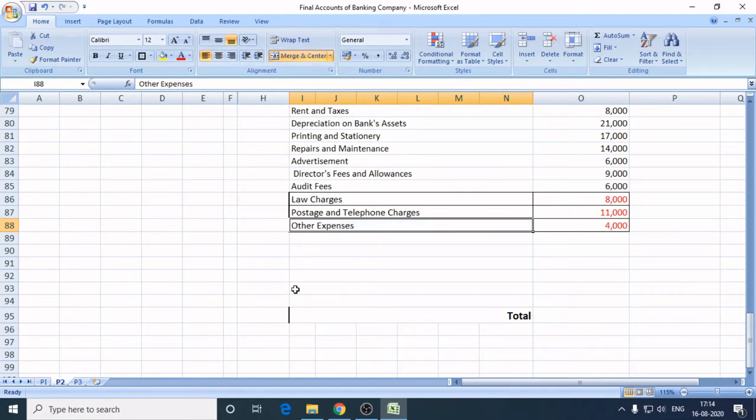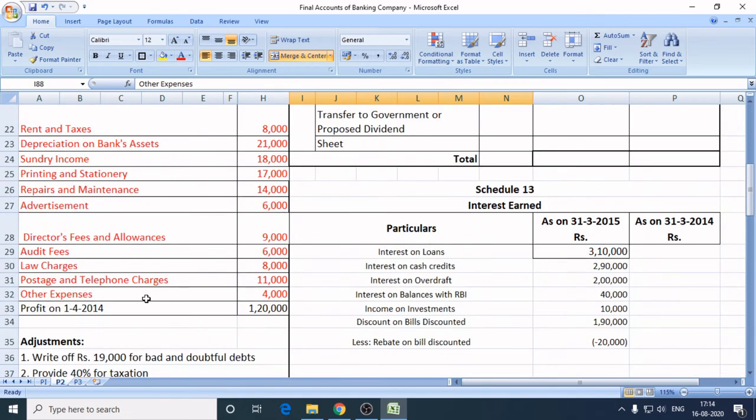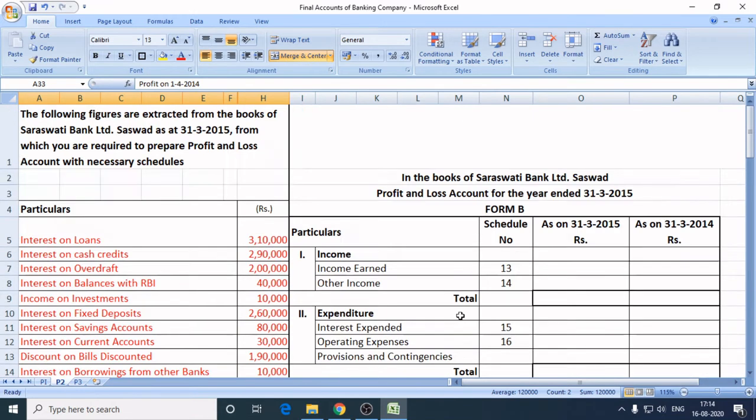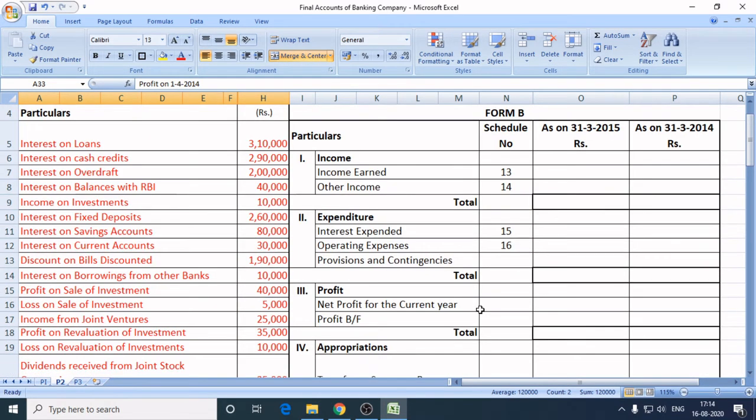Okay. Now, after that, the next in the problem is profit on 1st April 2014, that is 1,20,000. Now, carry forward, this is the profit of last year, and we have to mention that profit in the third segment of form B, that is our profit and loss account here only, and the figure is 1,20,000.